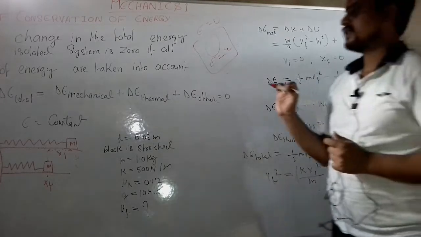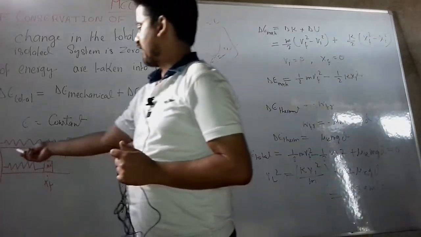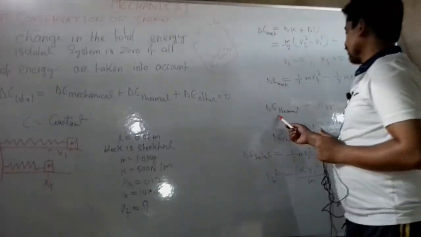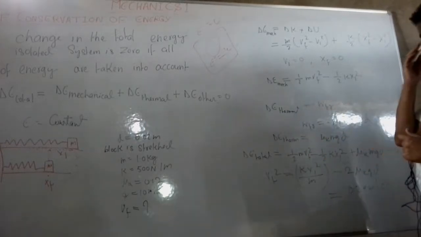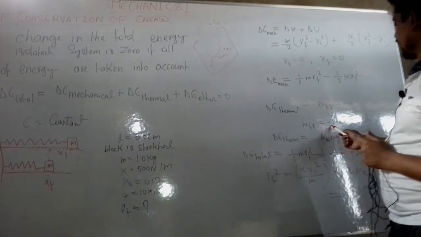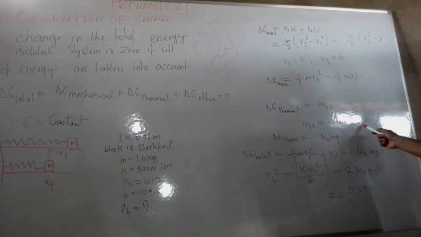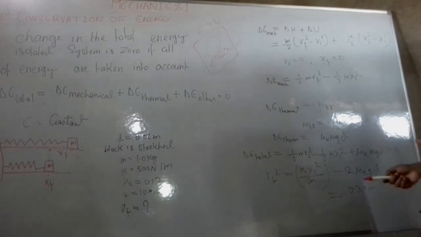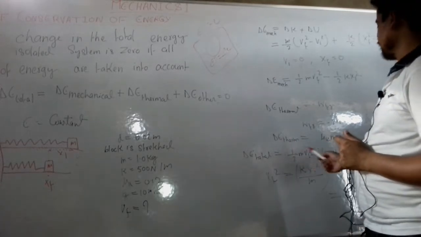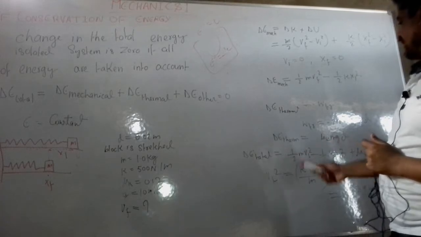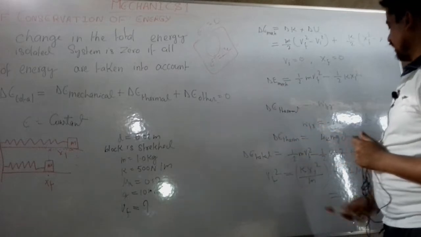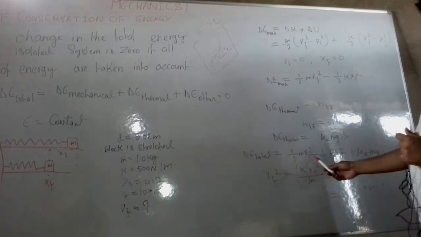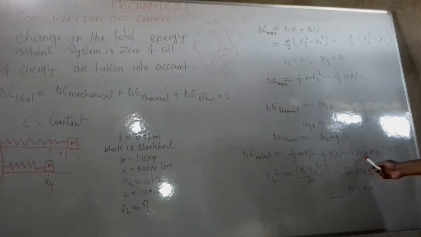Now we will calculate the thermal energy because this surface has friction. The thermal energy is minus the work done by the frictional force, and the work done by the frictional force is minus mu k m g dot d. D is for displacement. So the thermal energy is mu k m g d. Now the total energy will be thermal plus mechanical. So half m v f square minus half k x i square plus mu k m g d is equal to 0.